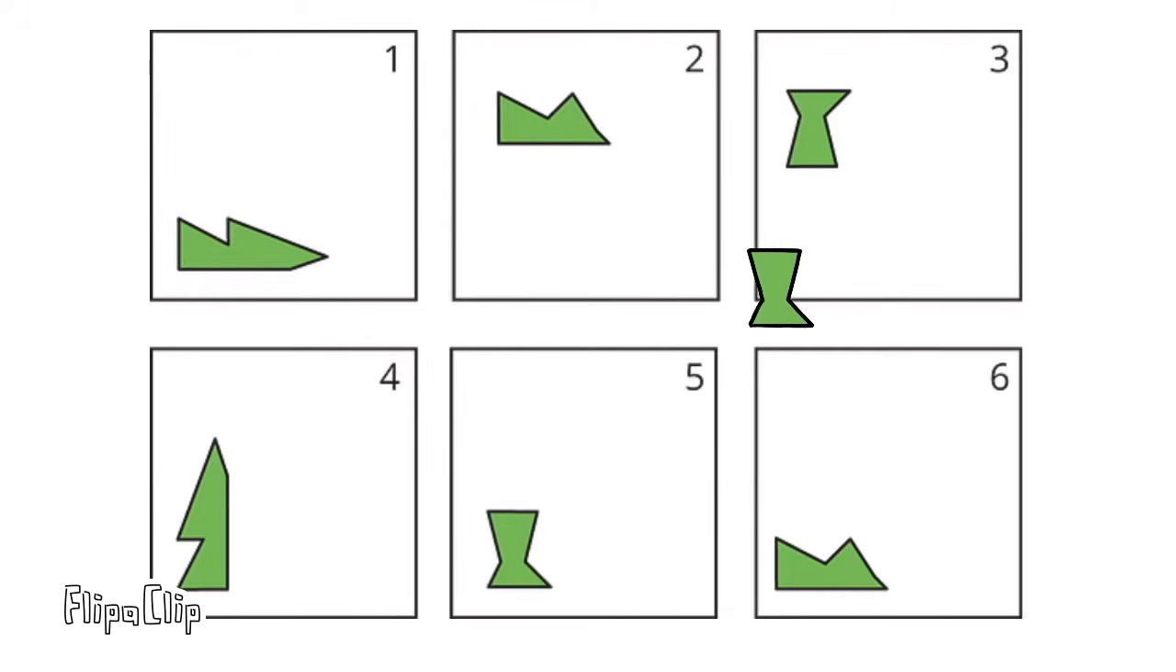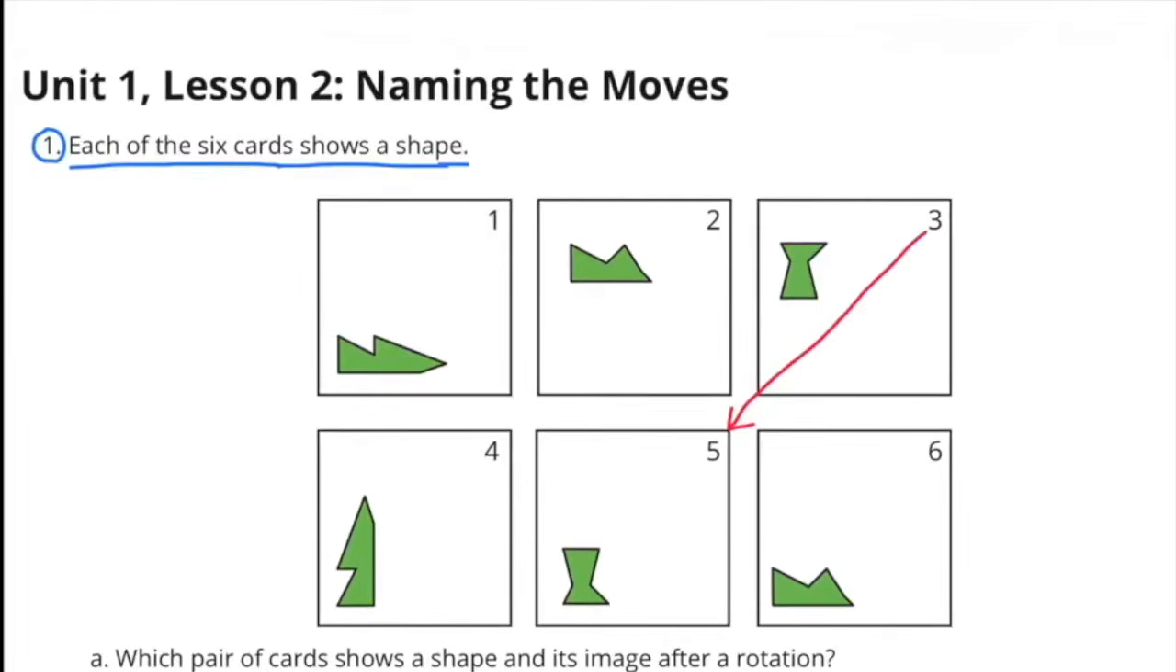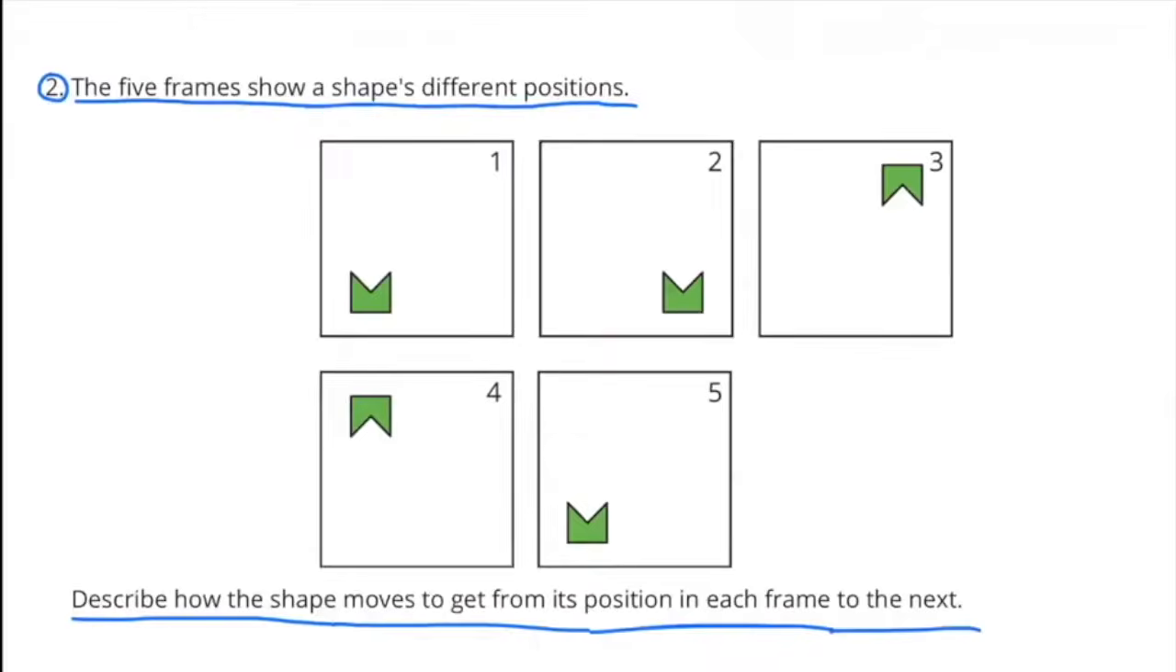The shape on card 5 is a mirror image of the shape on card 3. Cards 3 and 5 show the shape and its image after a reflection. Number 2. The 5 frames show a shape's different positions.